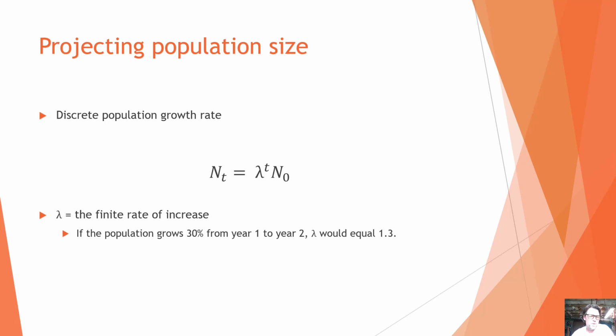And in this situation, we still have N sub t, right? That's the population at a given time, and that's equal to lambda, okay? And lambda is the finite rate of increase. Essentially that means that if the population grows 30% from year 1 to year 2, lambda would be equal to 1.3. So it'd be 1 plus the 30%, or 0.3. And you multiply that by, raised to the time period that you're interested in, and then multiplied by the population at the original time, or the original population at time 0.